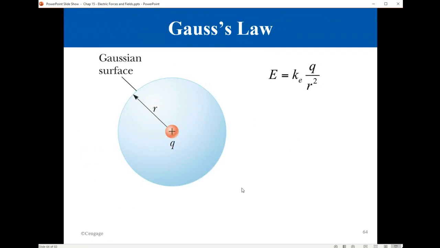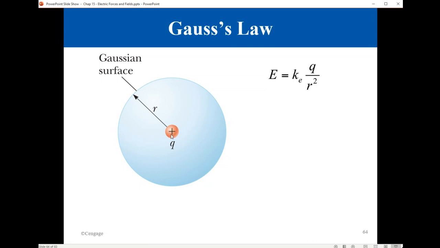Now, to calculate the electric field, we use Coulomb's law as we did before when dealing with point charges or a system of discrete charges. But there is another way to calculate the electric field, which is to use Gauss's law. Gauss's law simply relates the electric flux from a Gaussian surface to the charge enclosed within the surface.